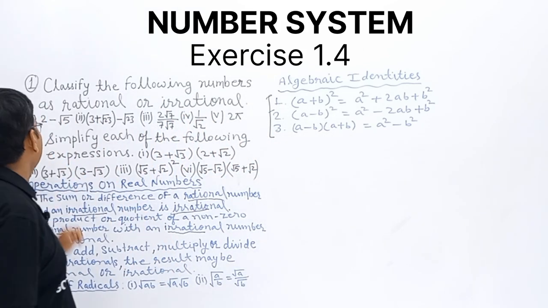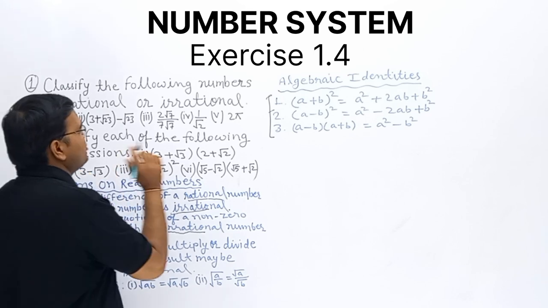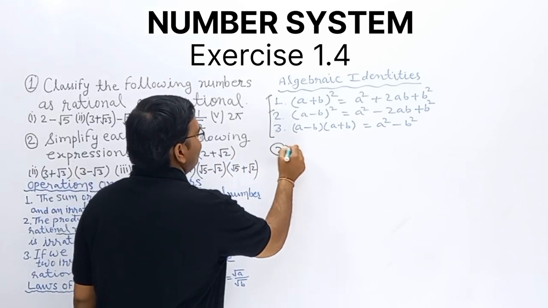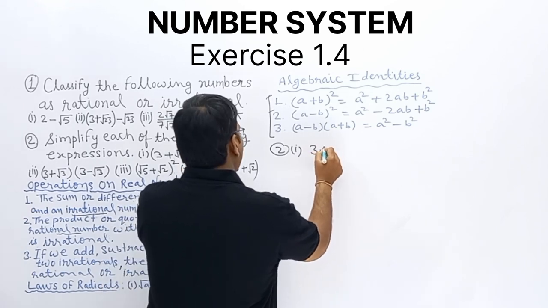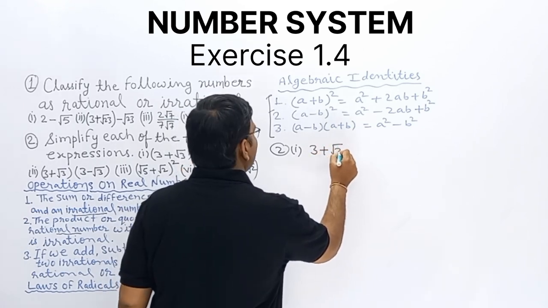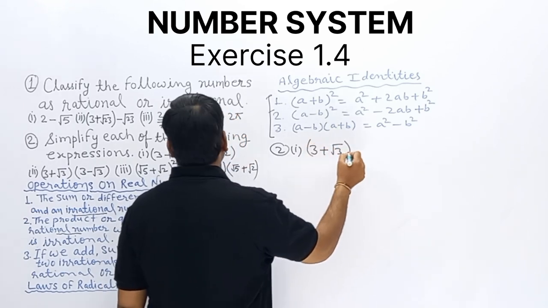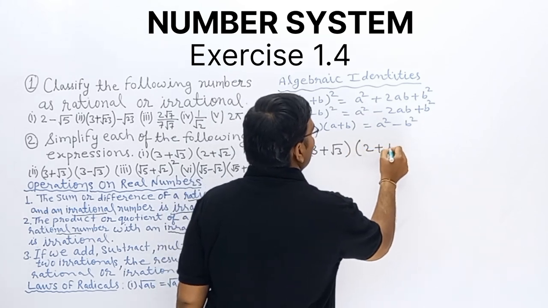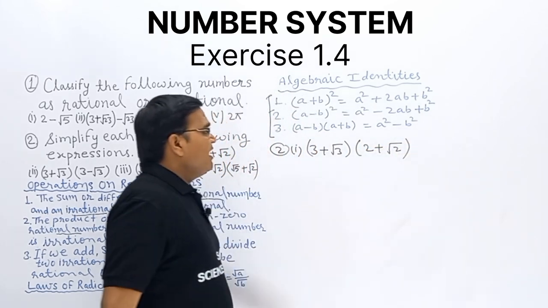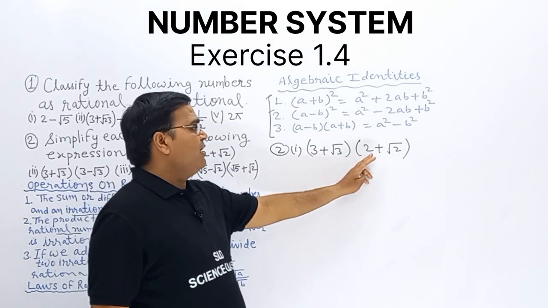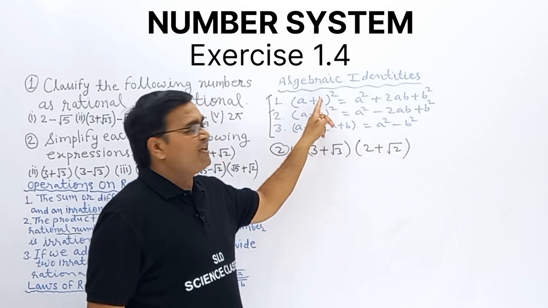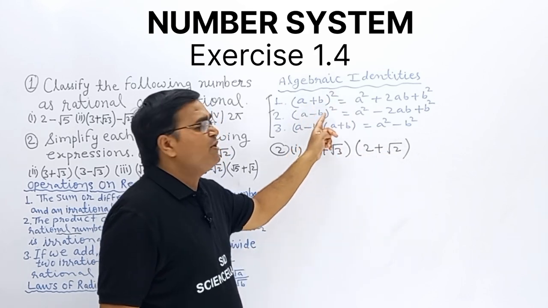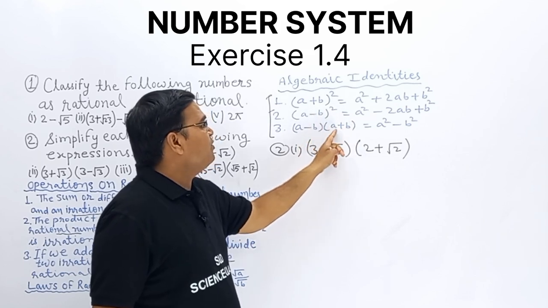Now question number one. What is the question? (3 plus root 3) into (2 plus root 2). This is like (a plus b) into (a plus b), but here both brackets are not the same. In the identities the two brackets are the same: (a plus b) into (a plus b), (a minus b) into (a minus b), or (a minus b) into (a plus b).